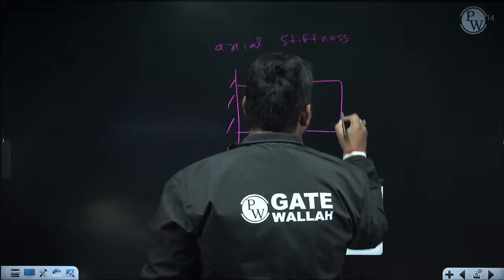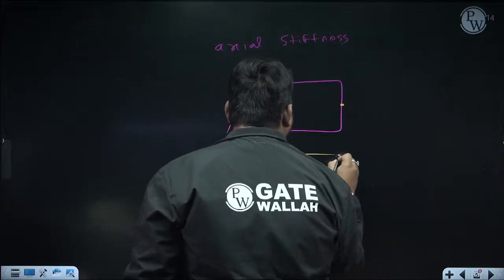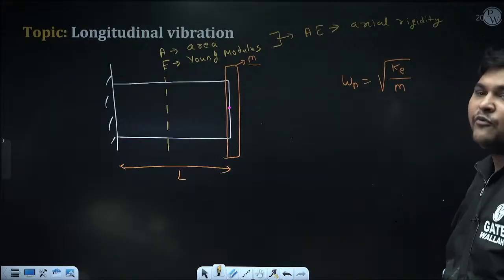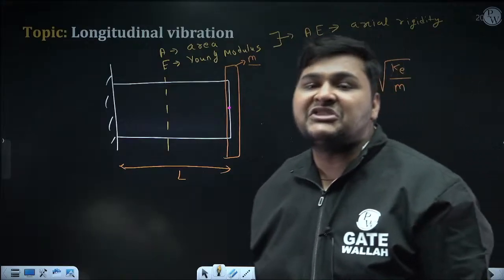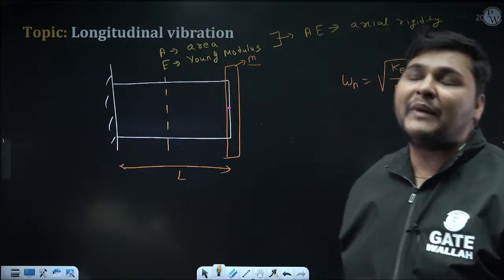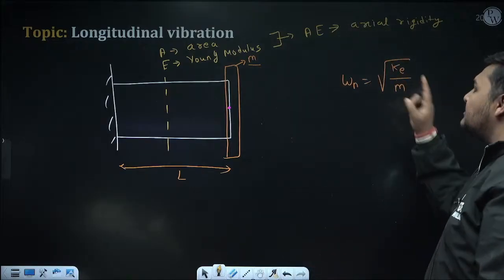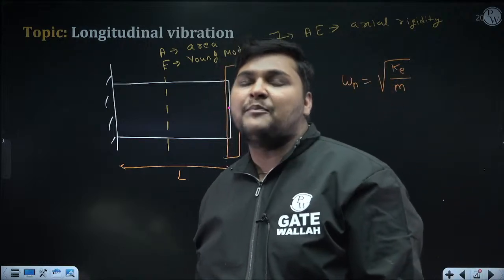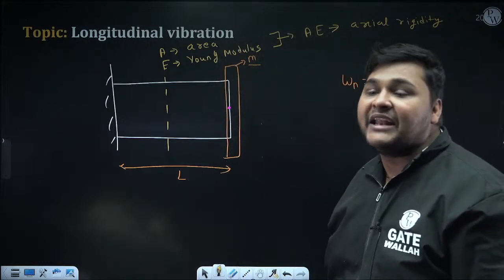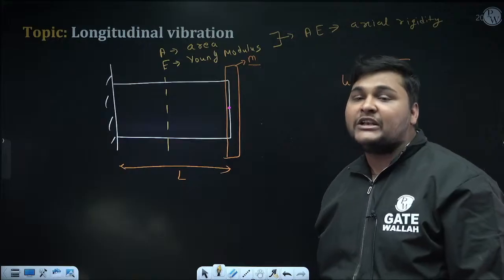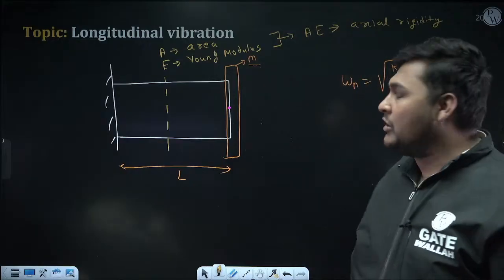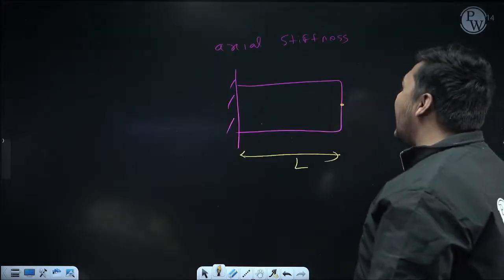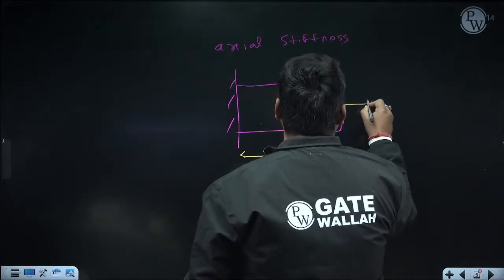Now the point mass is attached here. At this point we will apply a concentrated force in the axial direction. Why am I applying it in the axial direction? Because in this method, at the point where the mass is attached, we apply a static force in the direction of vibration. Right now longitudinal vibration is occurring, which means vibration will occur in the axial direction. That's why at this point we'll apply a static force in the axial direction.